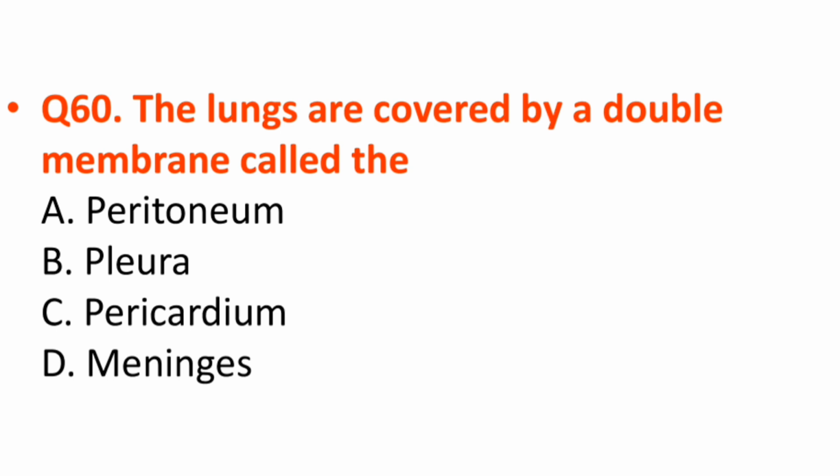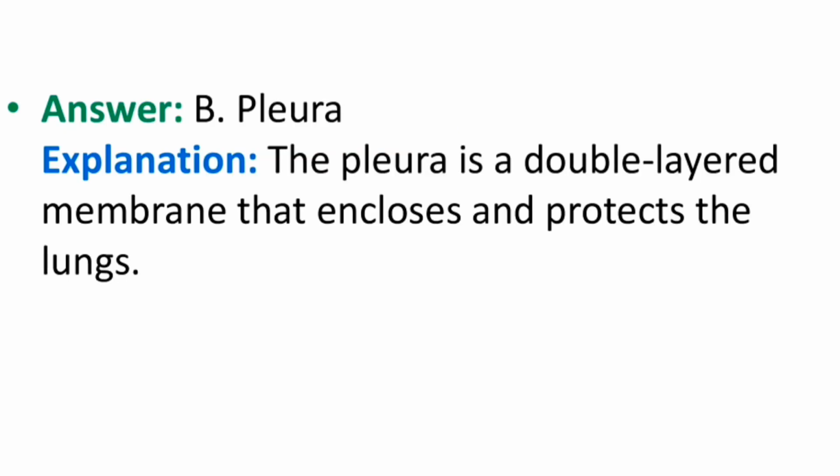The lungs are covered by a double membrane called the option A peritoneum, option B pleura, option C pericardium, option D meninges. The correct answer is option B pleura. The pleura is a double layer membrane that encloses and protects the lungs.